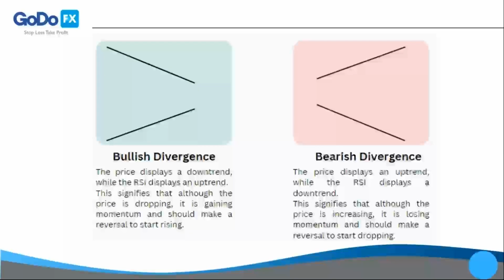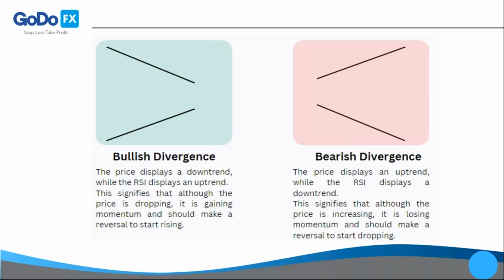We can also refer to the RSI when there is a divergence. We will see an exemplified photo. However, to understand divergence, we have two types, a bullish and a bearish one. In a bullish divergence, the price displays a downtrend, while the RSI displays an uptrend. This signifies that although the price is dropping, it's gaining momentum and should make a reversal to start rising.